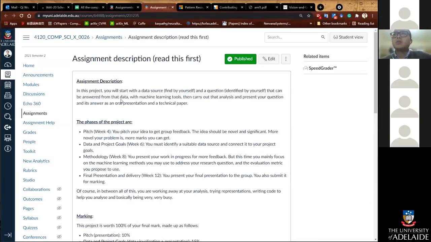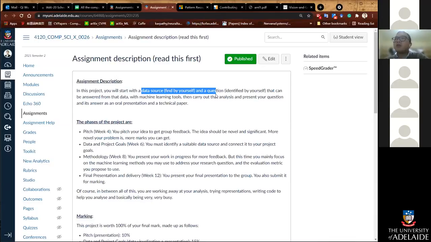Basically, in this project, you will start with the data source you need to find by yourself, and the question identified by yourself. What I suggest, you can do it other ways, right? You can find a question first, then use that question to find a data set, or maybe you can find a useful data set first and ask a question about that data set.